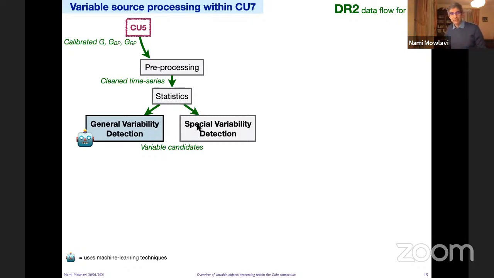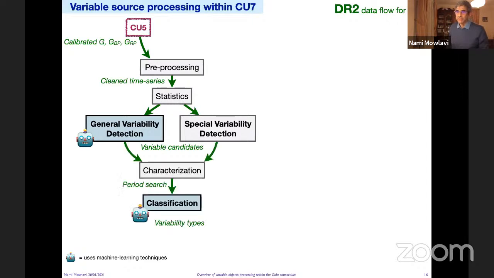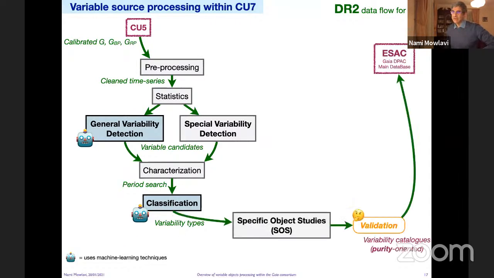This was, for example, the case for short time scale variables, which used actually the CCD level photometry to identify the short time scales. Okay, and once we have the variable candidates, there is a module of characterization that, among others, finds the periods in the time series, tries to fit a model to the light curve, and feeds to the classification module, which is another main step that uses machine learning techniques to provide variability types.